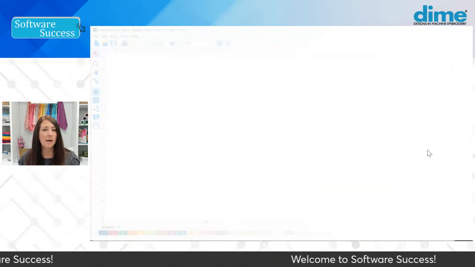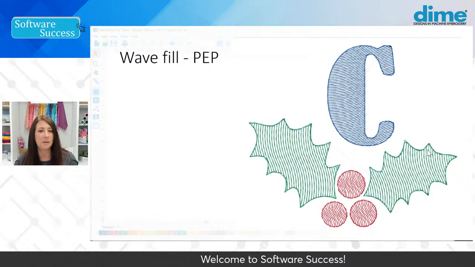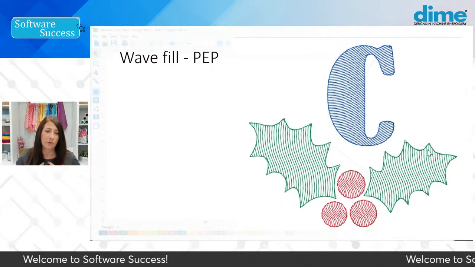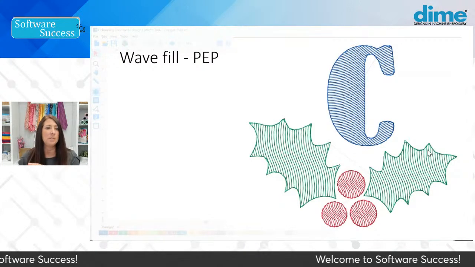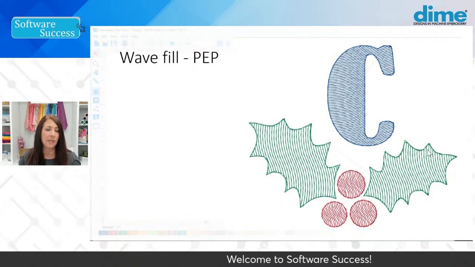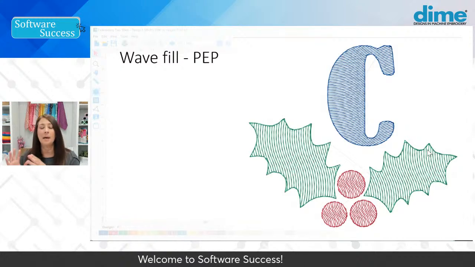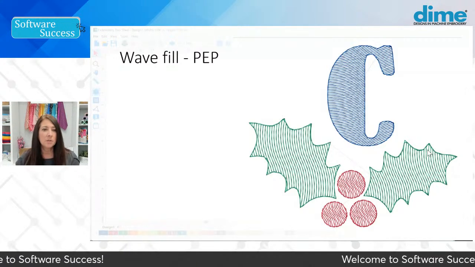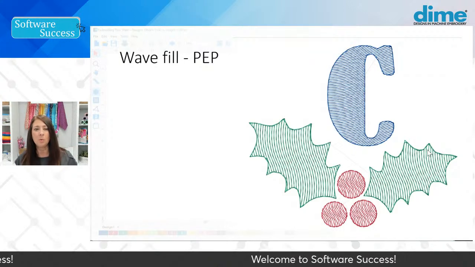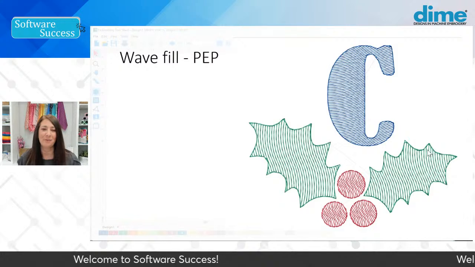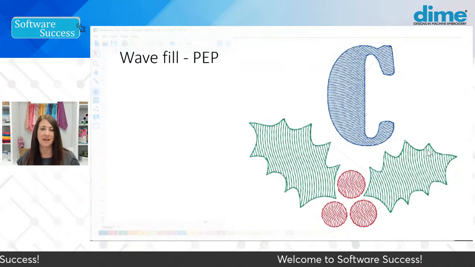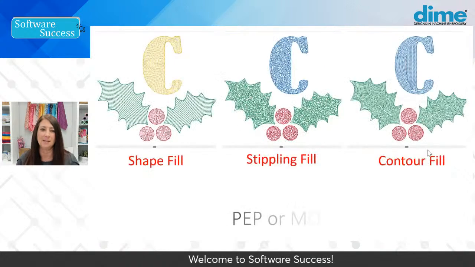So let me talk about different ways you can create them. First and foremost, my favorite way to do this is using the wave fill in Perfect Embroidery Pro. But I'm going to show you how to do this, but I wanted to show you these different types of stitches that I'm going to share with you. So this is the wave fill, but don't think you only have to have Perfect Embroidery Pro. I have scoured all of our Dime software to figure out as many different pieces that can create a look similar to this and how you would do it. So I'm going to show you a bunch of different ways.